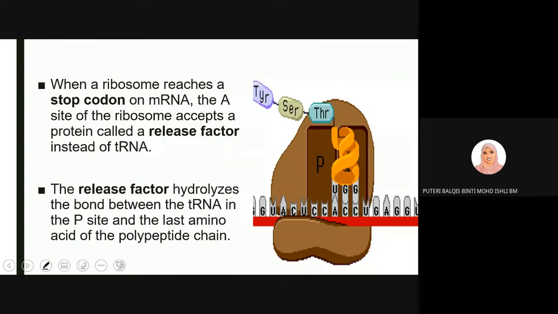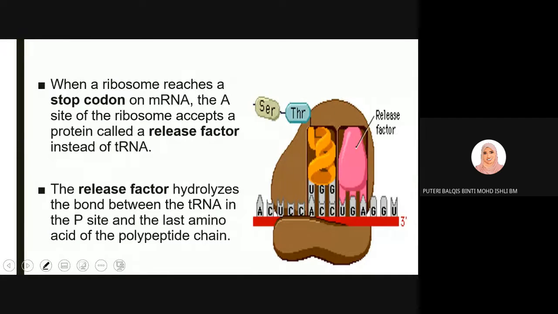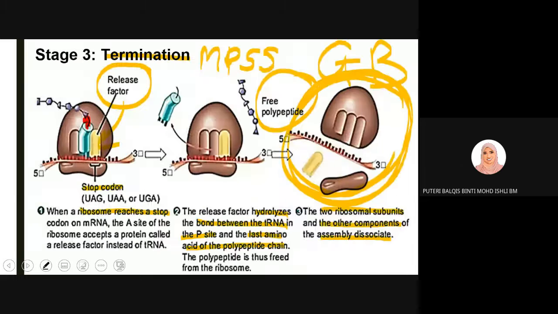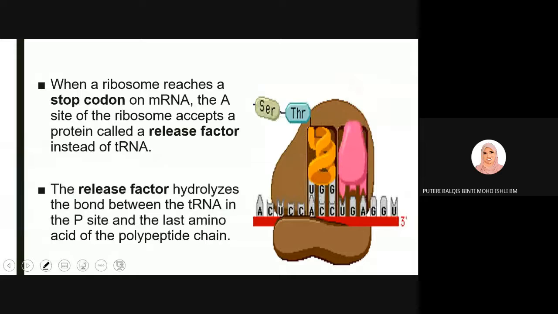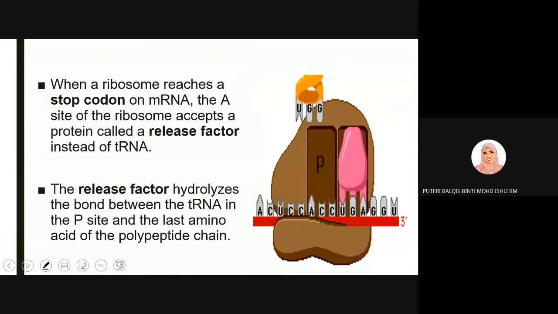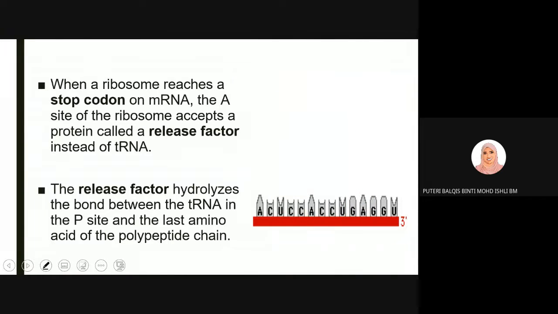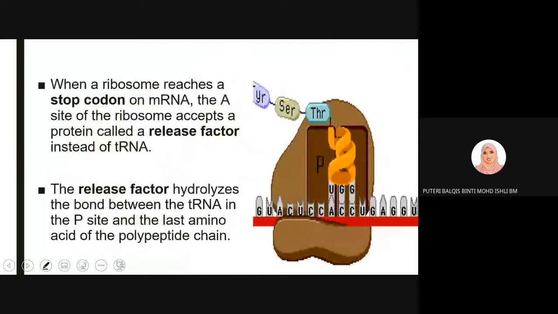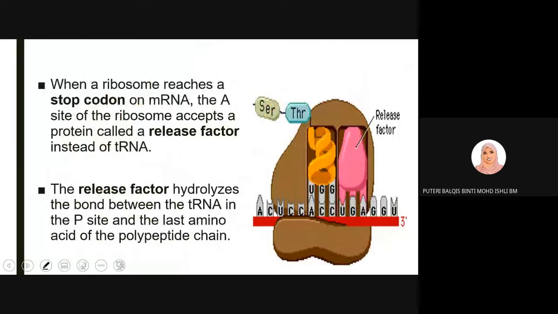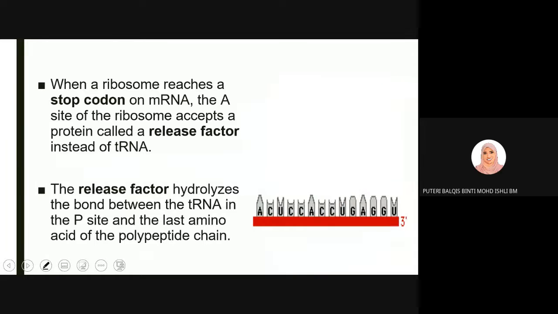So ini sama je lah. So kalau you tengok gambar ni, release factor masuk. Okay, dia dah jumpa stop codon, which is UGA. Release factor will enter the A site and then it will hydrolyze the bond and the translation complex will dissociate. Okay, I repeat again. Once the ribosome reaches the stop codon, the release factor enters the A site and then it hydrolyzes the bond, then it will dissociate.